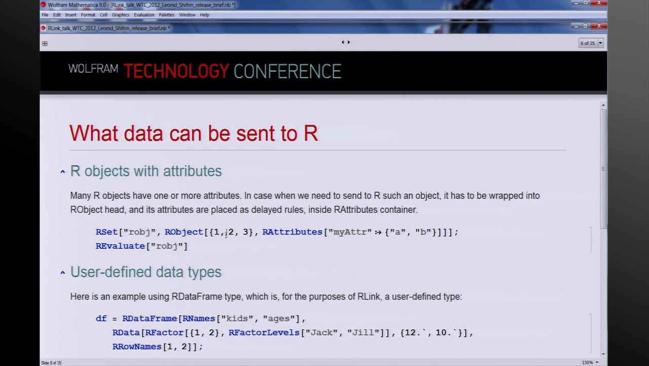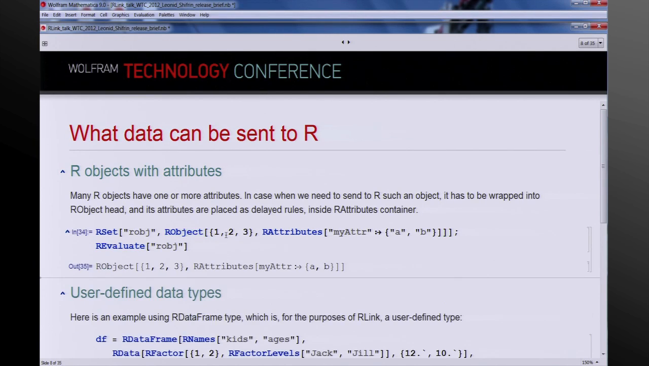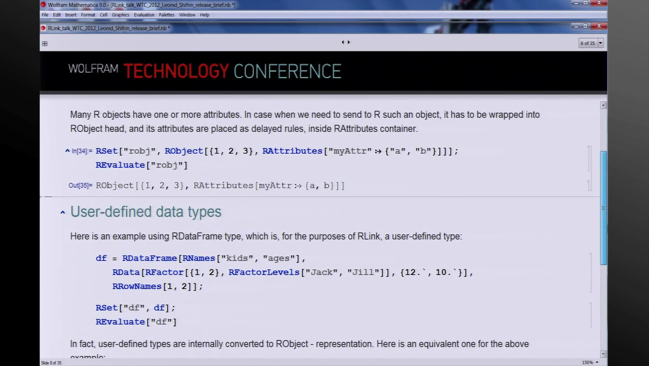You can also send objects with attributes. So in R, there are so-called attributes, so many R objects have attributes. These are kind of properties that the object carries with it. And then you use a slightly different syntax, use this RObject head and RAttributes, where the attributes are indicated as a sequence of rules with a string name of the attribute and the value.